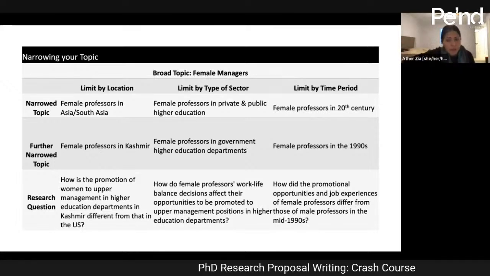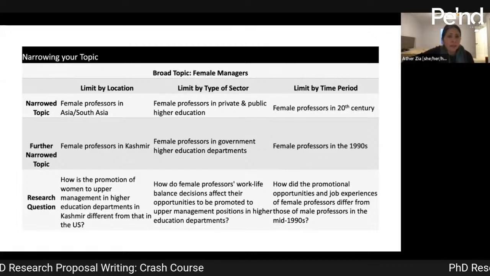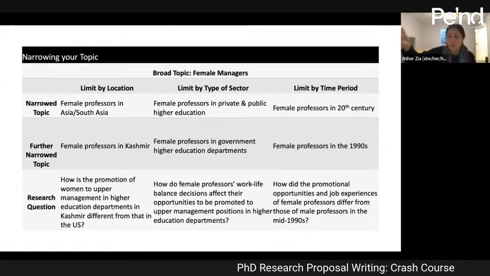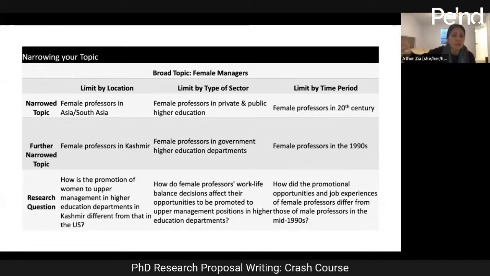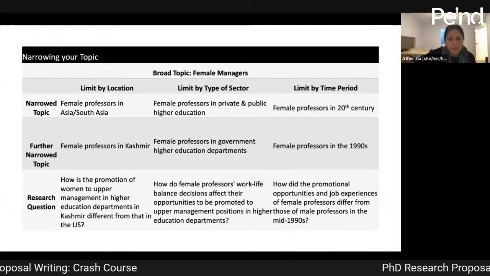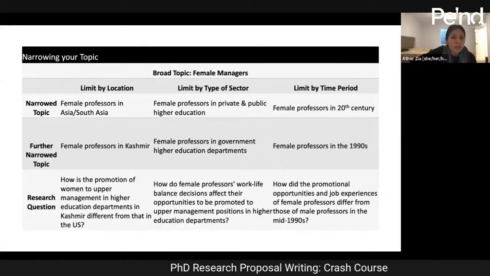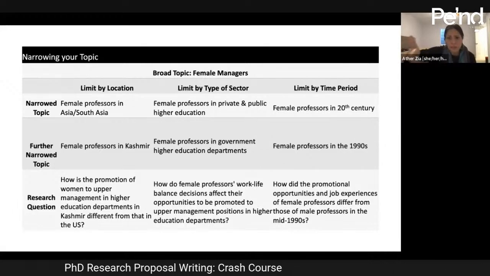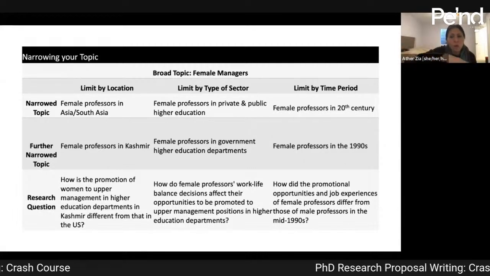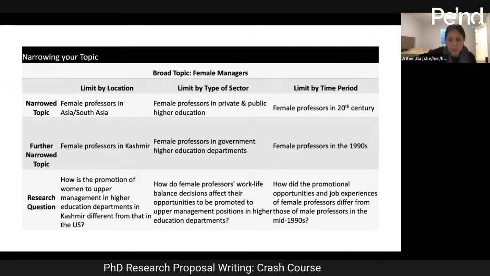You can also think about how to narrow your topic down by thinking about time period, like female professors in the 20th century. But again, that's very broad. What are you looking at? Who are these people, and which zone of the world is this? Maybe you will look at female professors in the 1990s in Kashmir, or maybe you are choosing some other regions as well. They can all overlap. You don't have to choose just location, sector, or period. They can all overlap to make your topic and those research questions available to you.